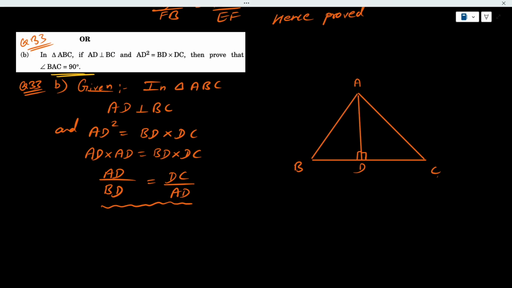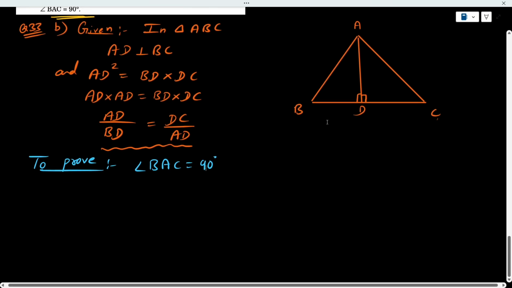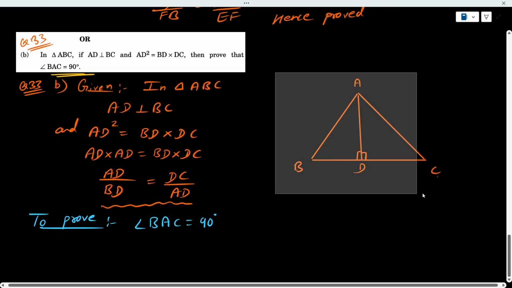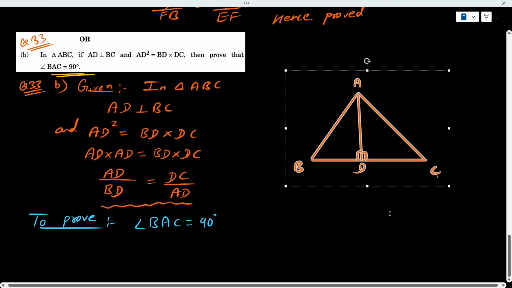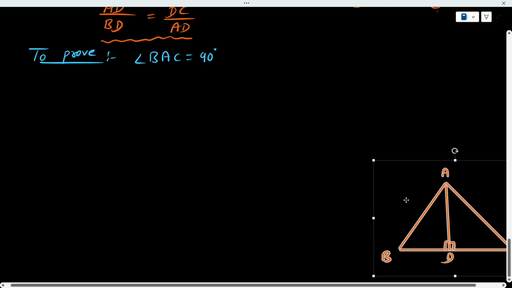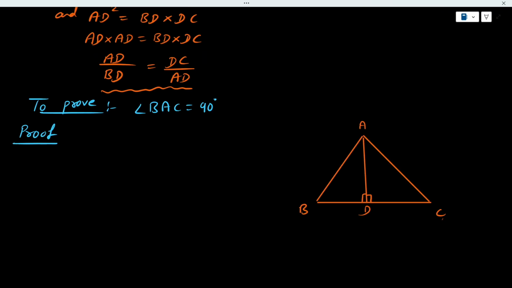In both the triangles. So here, to prove it is angle BAC which is equal to 90 degrees. Now whenever we do this, we have to take the similarity, because without similarity we won't be able to get the angle, right? What are you going to prove? Which two triangles are similar? How to get it here?